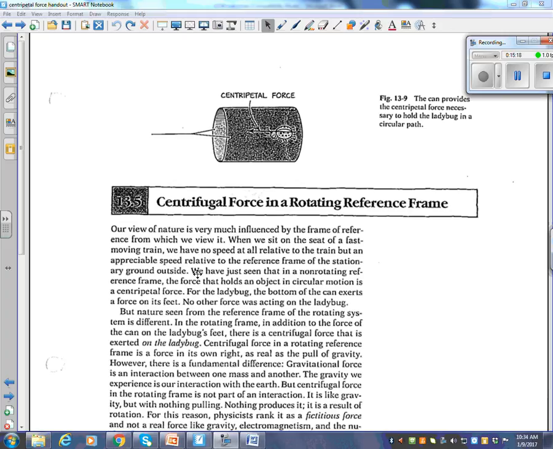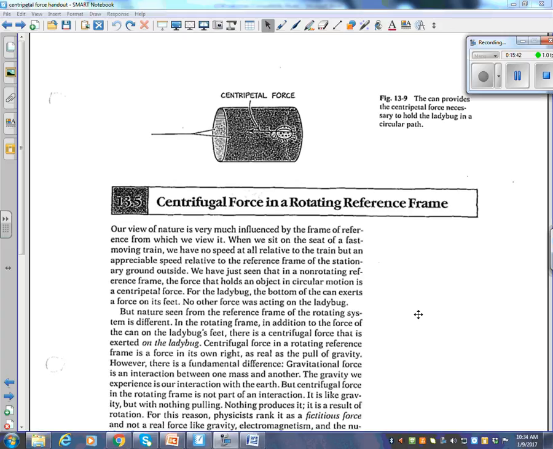We have just seen that in a non-rotating reference frame, the force that holds an object in circular motion is a centripetal force. For the ladybug, the bottom of the can exerts a force on its feet. No other force was acting on the ladybug. But nature seen from the reference frame of the rotating system is different. In the rotating frame, in addition to the force of the can on the ladybug's feet, there is a centrifugal force that is exerted on the ladybug.